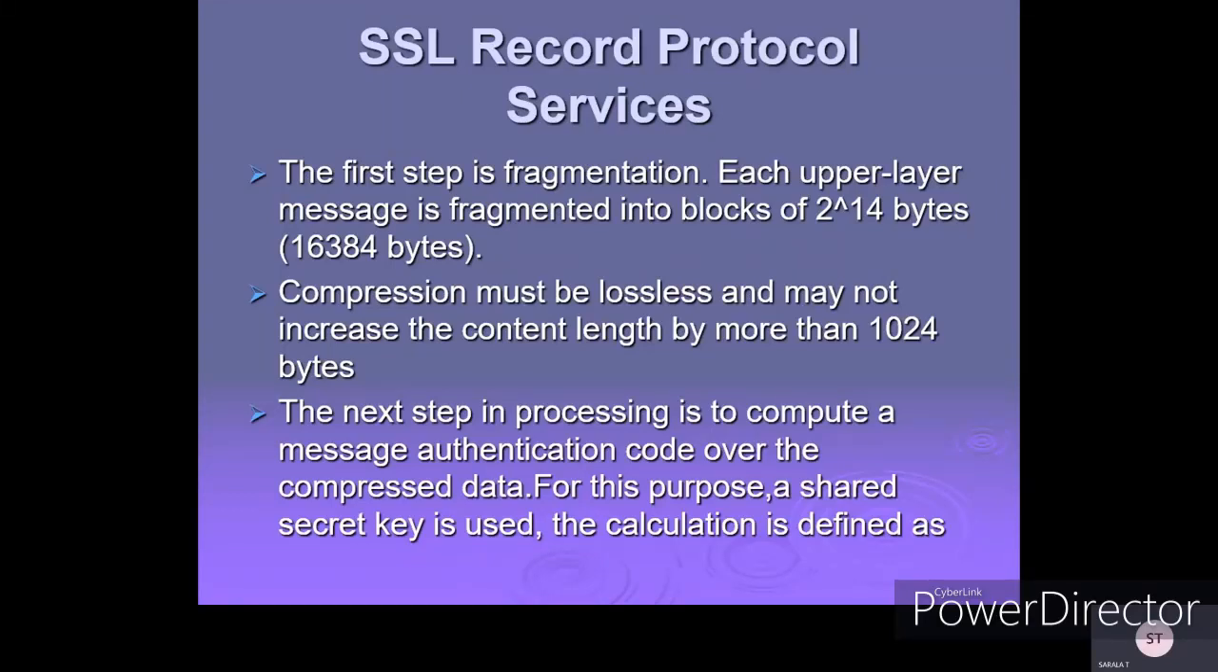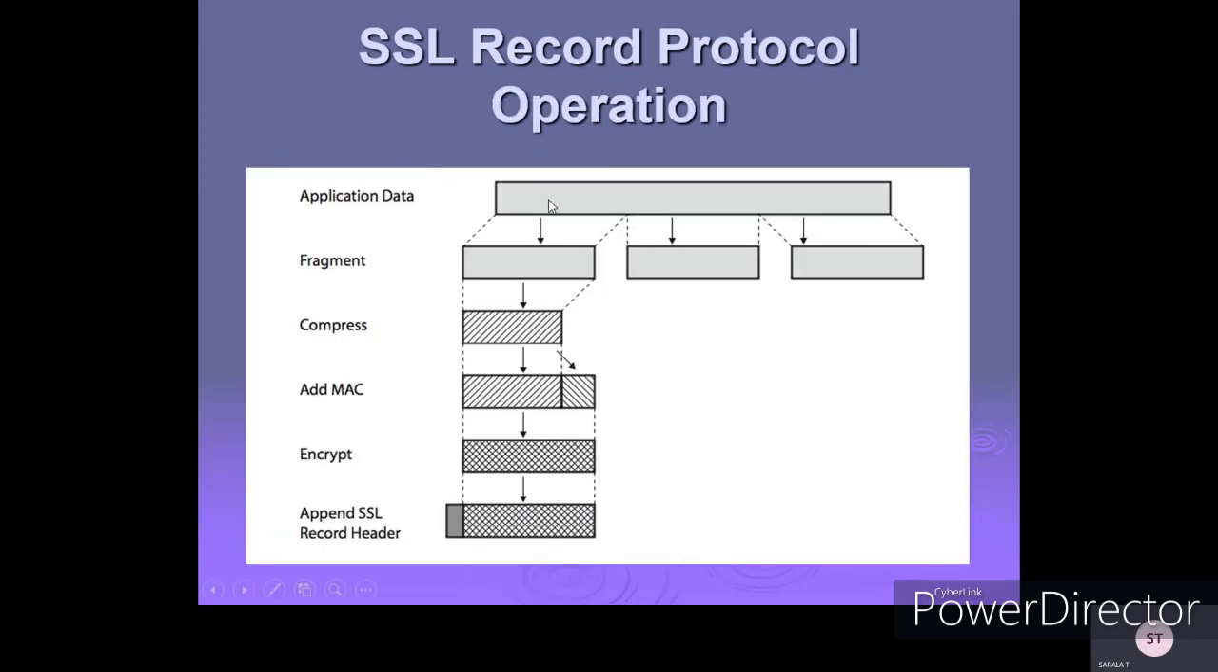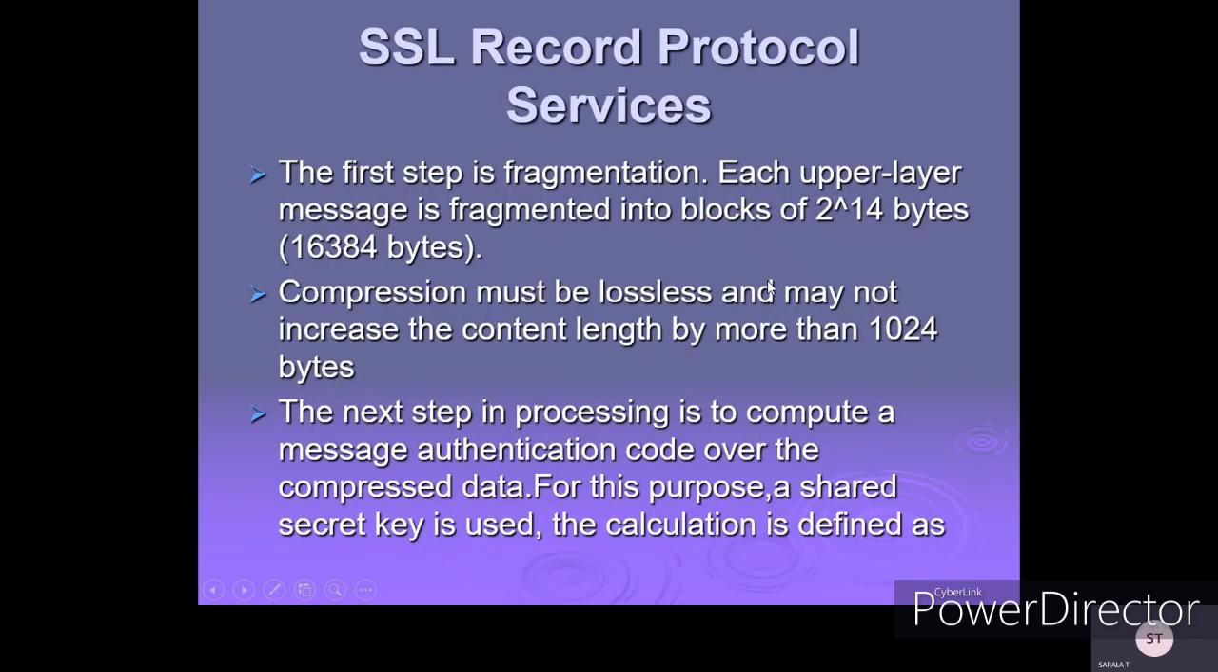The first step is fragmentation. Each upper layer message is fragmented into blocks of 2 to the power of 14 bytes, that is 16,384 bytes. You can see here in the block diagram, the main application data has been fragmented into many different fragments. The actual maximum size of your fragment can be 2 to the power of 14 bytes, that is 16,384 bytes.